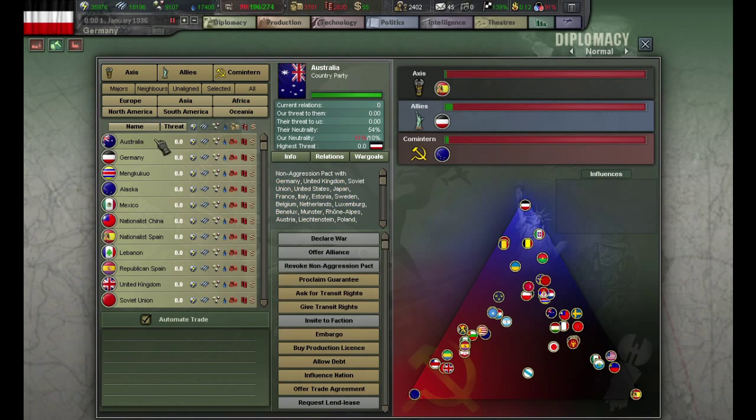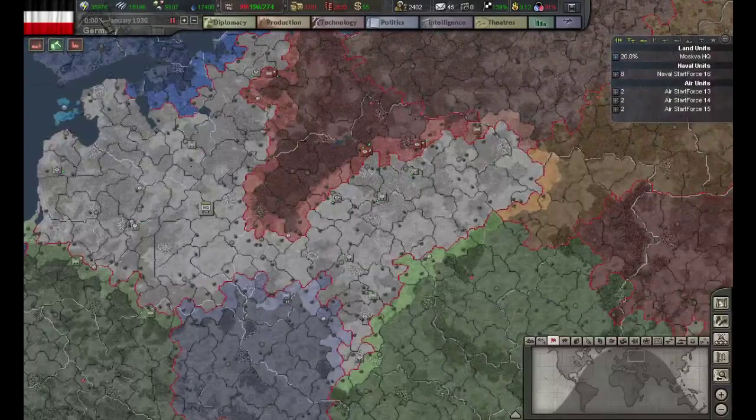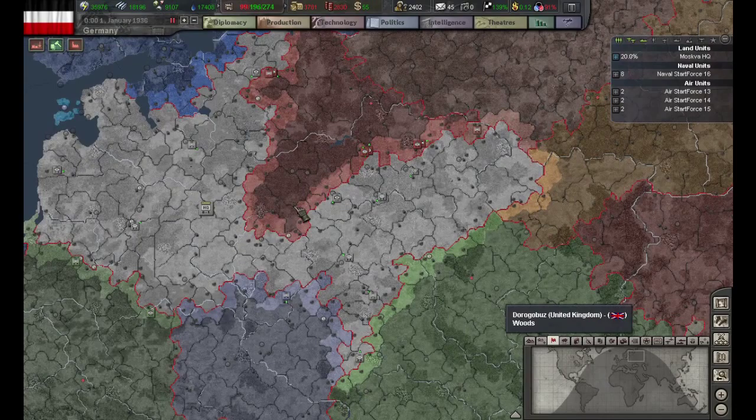This is also the screen where you can declare war. In fact, if we find the United Kingdom here, we can see exactly what's required for us to declare war. Now, one of the features of this random world is that no one can declare war until the 1st of next year. So everybody's got non-aggression pacts right now.